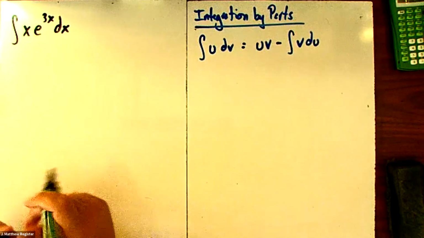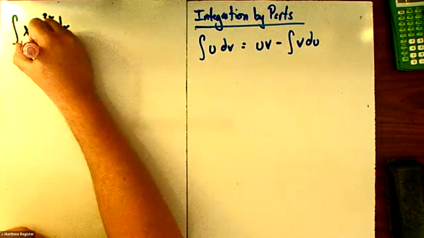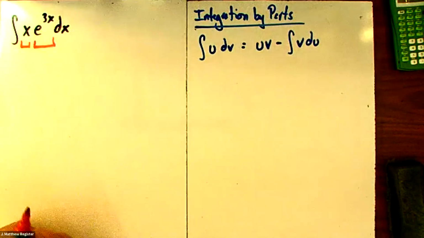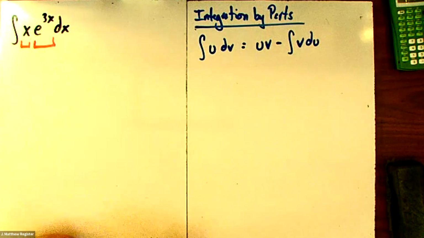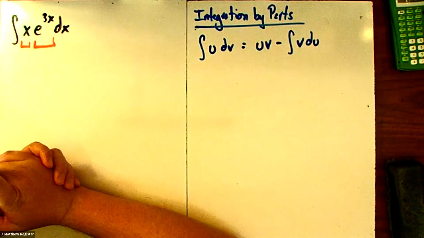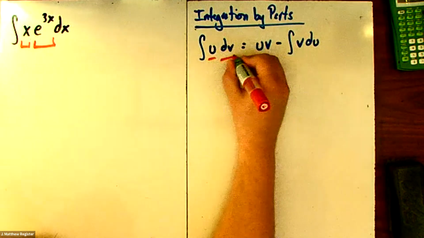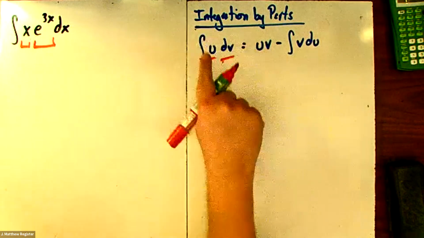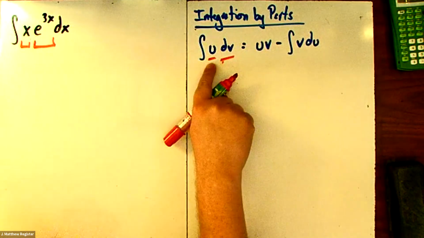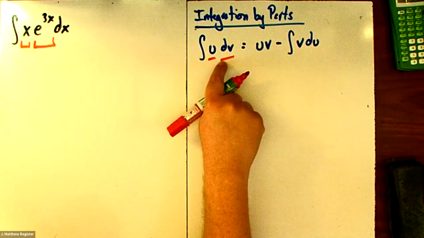Notice with this one, we have the product of 2 functions. What we're going to want to do is take the derivative of one of these functions, and take the integral of the other one. Because in our formula, we have a u and we have a dv. And so one of them is going to be our u. That'll be the one we take the derivative of. And one of them will be our dv. That'll be the one that we take the integral of.